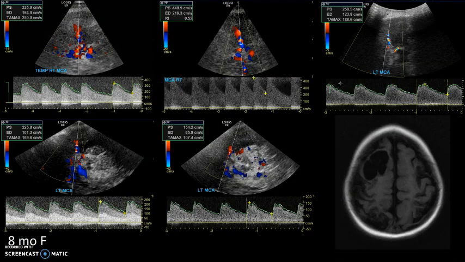Here's an 8-month-old who had a traumatic brain injury. On the initial exams, you can see the velocities were very high. 335, time average mean of over 250. Peak systolic velocities of 449. The velocities go increasing, and then over time they decrease. 258, 226, and 154, which is considered normal. And over time, this patient developed cystic encephalopathy.